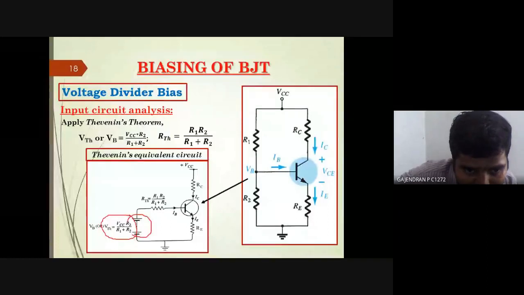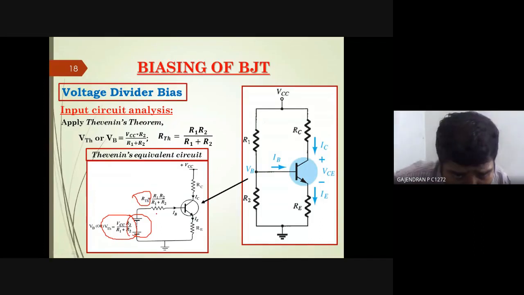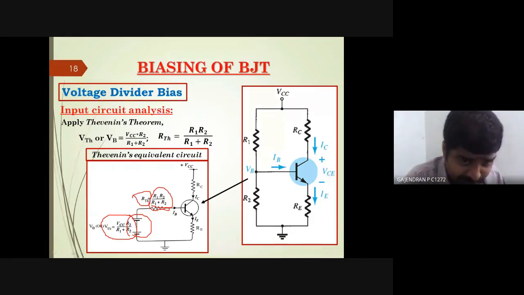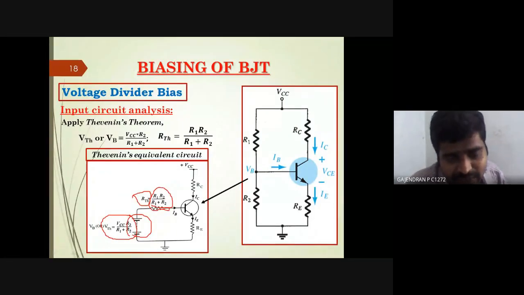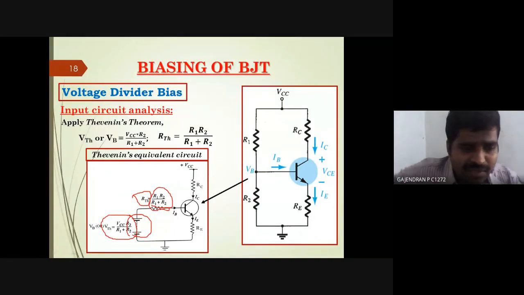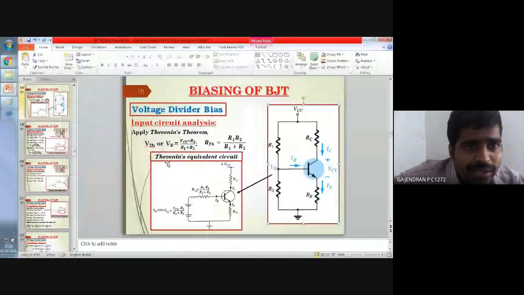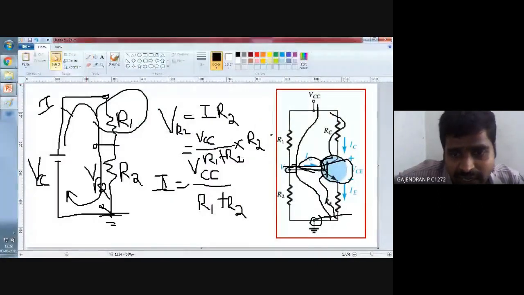Now my intention is to find RTH. Can anyone tell me, somewhere you have studied this formula in your school days? R1 into R2 divided by R1 plus R2. You have got it somewhere. How many resistors in parallel will yield this equation? Two resistors. That is the clue here for us. How are we going to attain the RTH value in this circuit?